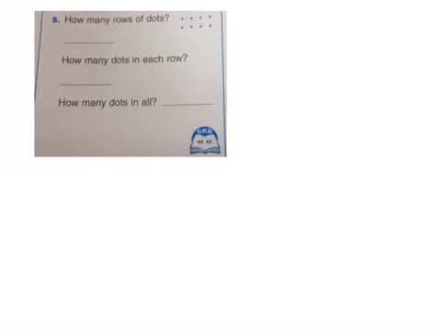How many rows of dots? We can see that we have 2 rows. 1, 2. Rows are horizontal. How many dots are in each row? 1, 2, 3, 4. There are 4 dots in each row. How many dots in all? We can do this 2 different ways. We can count each dot. 1, 2, 3, 4, 5, 6, 7, 8.